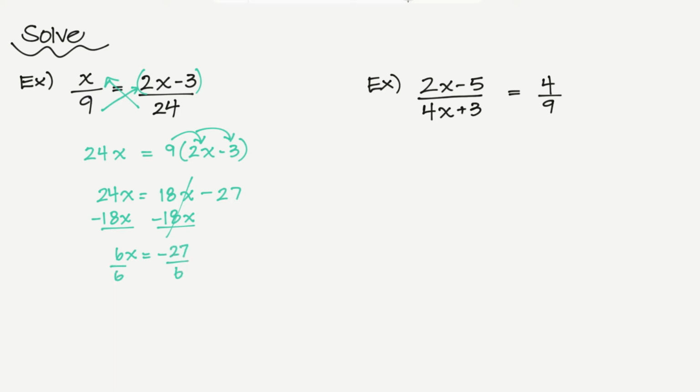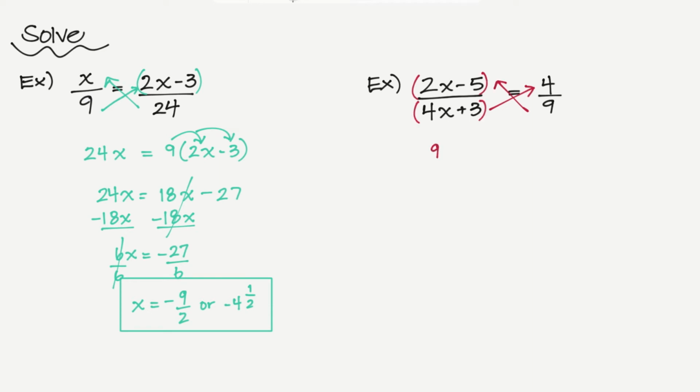My final step now is to divide both sides by 6, and I'm going to get a fraction. I'm going to simplify it by dividing them both by 3, which leaves me with negative 9 halves, or negative 4 1/2, and I'm done. Now for the last example here, both variables are in the same ratio, so I still need to use cross multiplication and group them together.